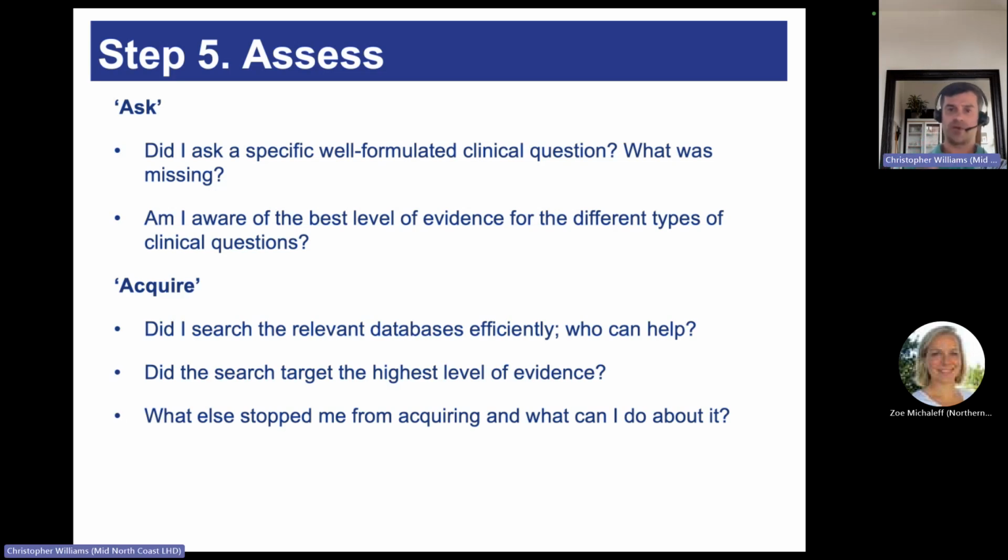And then in terms of acquiring, we talked about this a little bit. How proficient are you with the relevant databases, and do you need help? There's certainly help out there, so reach out if you need it. The librarians are keen to engage with you all, and I'd encourage you to make use of their skills as much as possible. And then secondly, were you able to target perhaps the highest level of evidence in that search strategy? And if not, what has stopped you from acquiring the evidence, and what you can do about it?